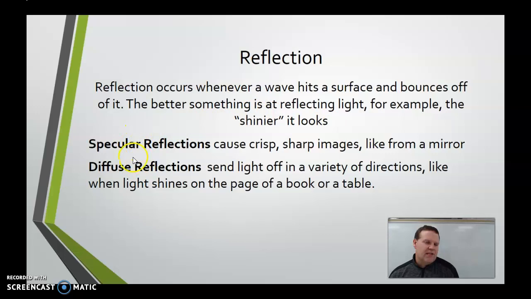Just two different terms, not ones that are super important, but there are different types of reflections: specular reflections and diffuse reflections. Mirrors are really good at giving a specular reflection, where it gives a nice sharp image. A diffuse reflection, something where you have reflections coming off of water or a shiny table or the floor, doesn't give nearly as sharp of an image. So there are different things that can reflect, and different objects obviously will reflect differently.